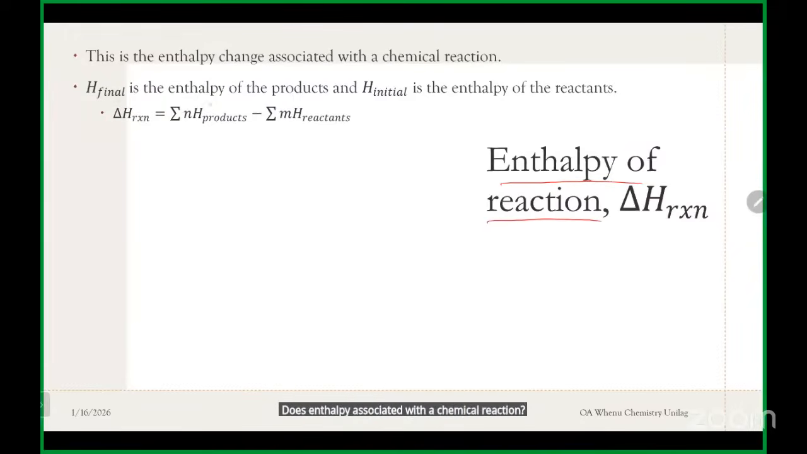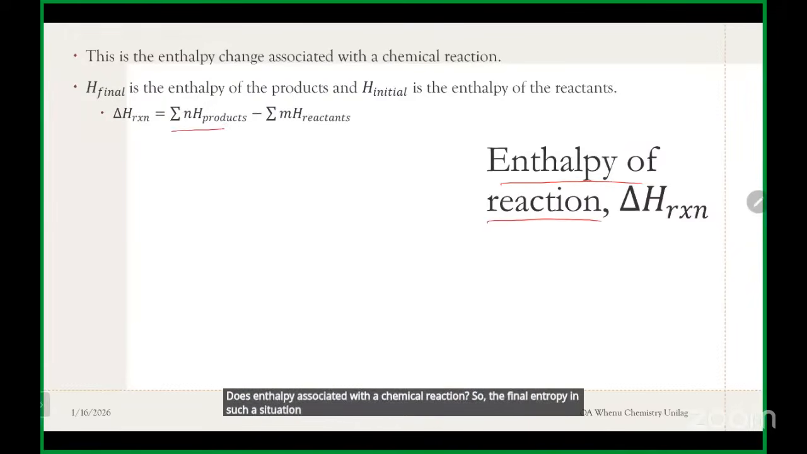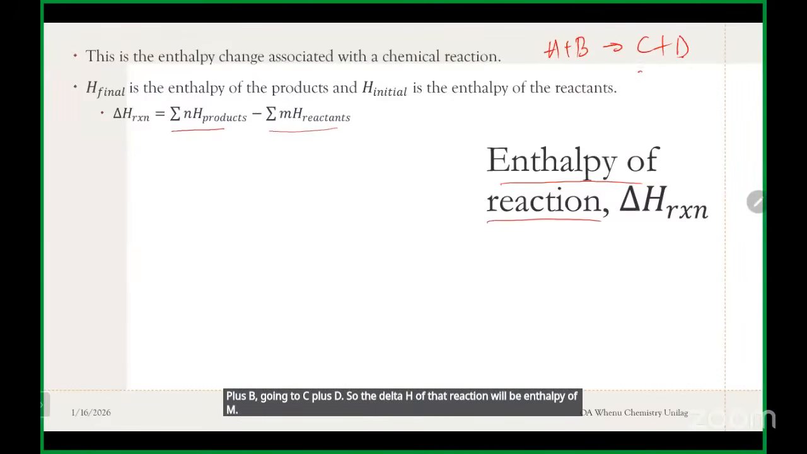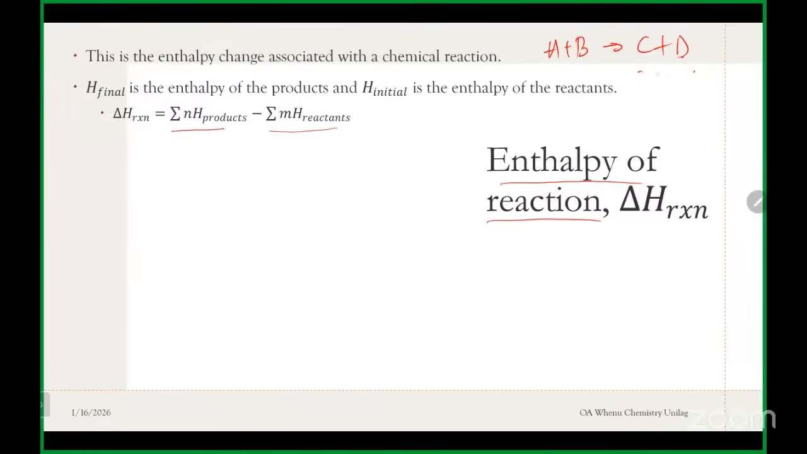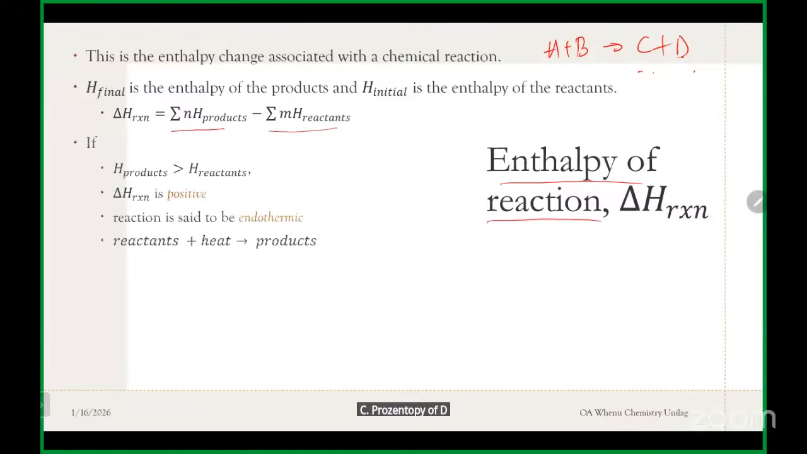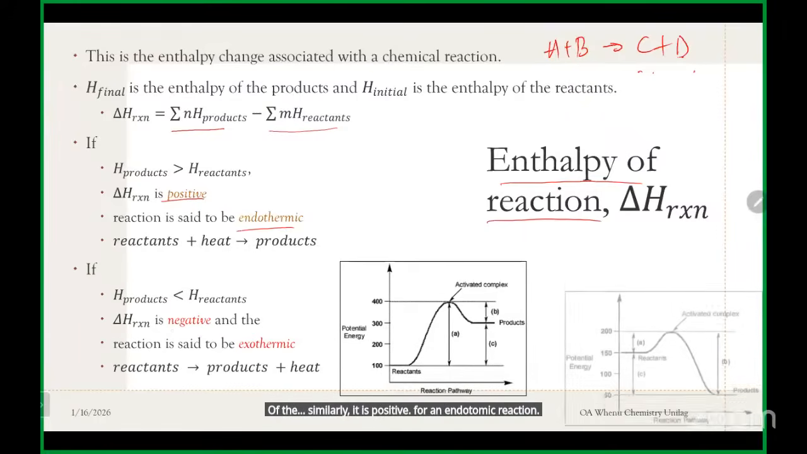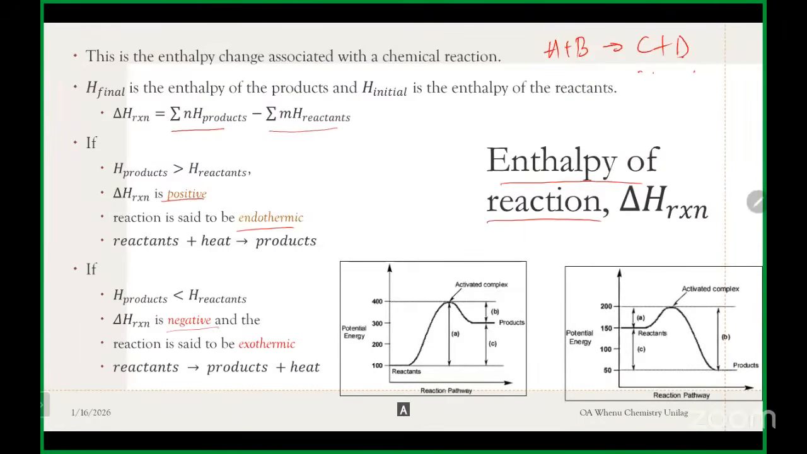So the final enthalpy in such a situation is the enthalpy of the product, and the initial is that of the reactant. So A plus B going to C plus D. So the delta H of that reaction will be enthalpy of C plus enthalpy of D minus enthalpy of A plus enthalpy of B. Similarly, it is positive for an endothermic reaction and negative for an exothermic reaction.